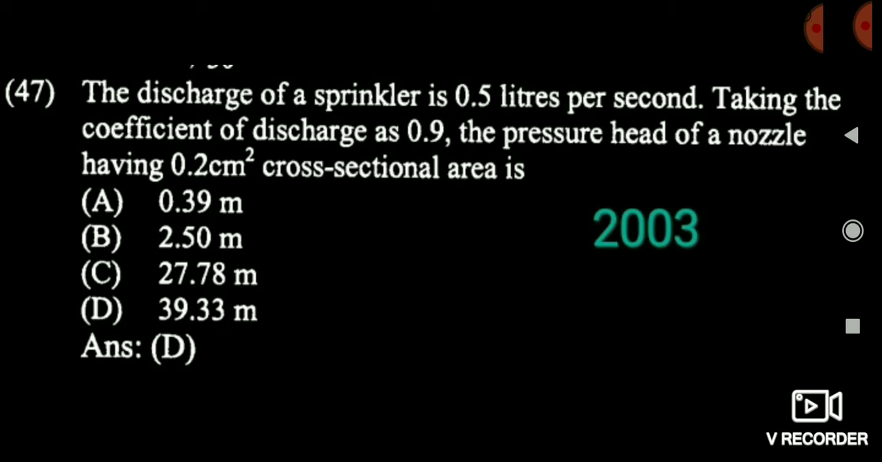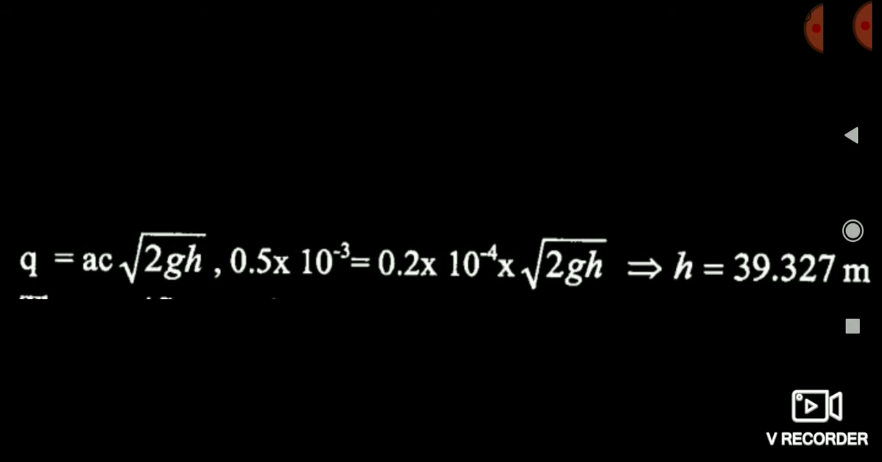So you can see here the discharge of a sprinkler is 0.5 liters per second, and taking the coefficient of discharge 0.9, the pressure head of the nozzle is asked. The cross-sectional area is given, that is 0.2 centimeter square. This is also very easy.